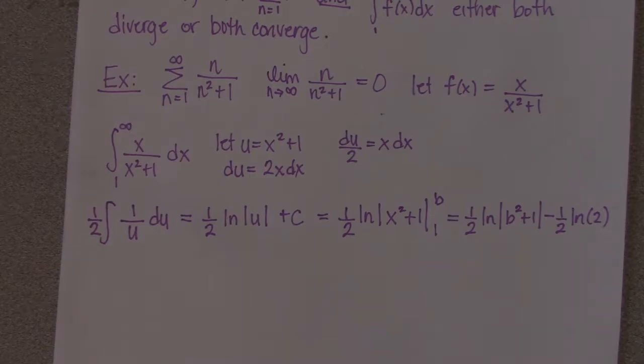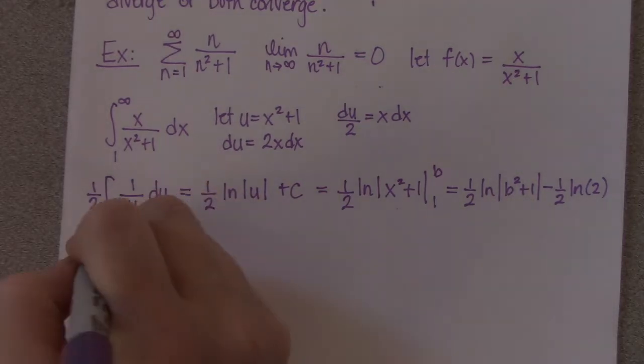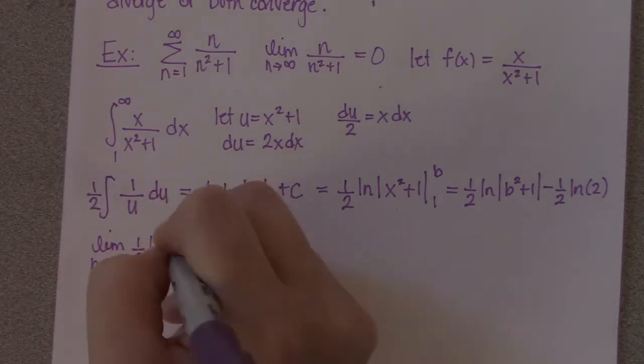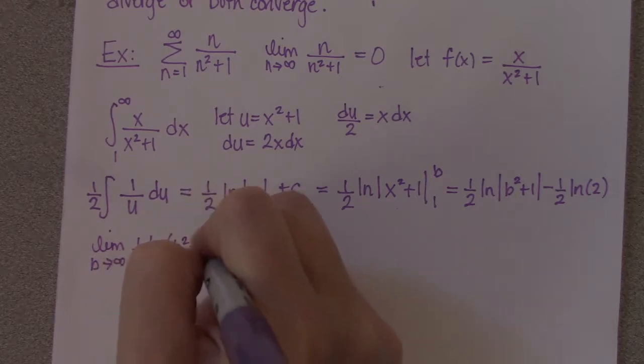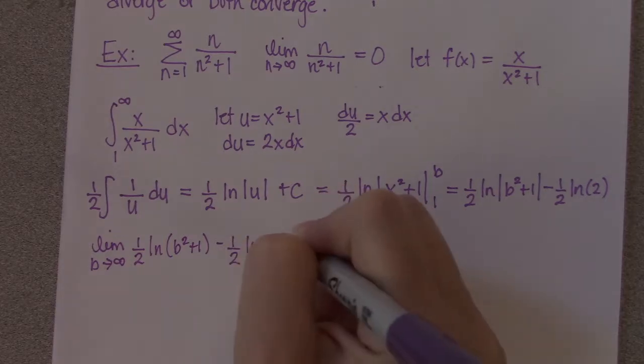It doesn't work. So when we get to here, we need to see what happens as b goes to infinity, and we check that by taking the limit. Now I'm going to be able to drop the absolute value signs when I take the limit, because we're going to positive infinity, and we know that this expression will always be positive, and that's okay in logs. So we're going to now take the limit as b approaches positive infinity of 1/2 the natural log of b squared plus 1 minus 1/2 the natural log of 2.